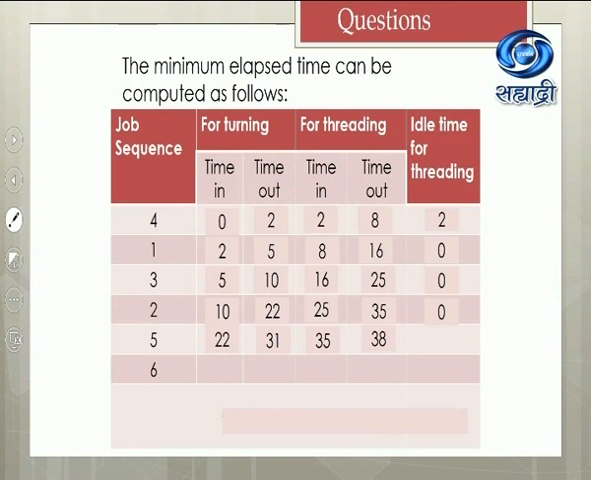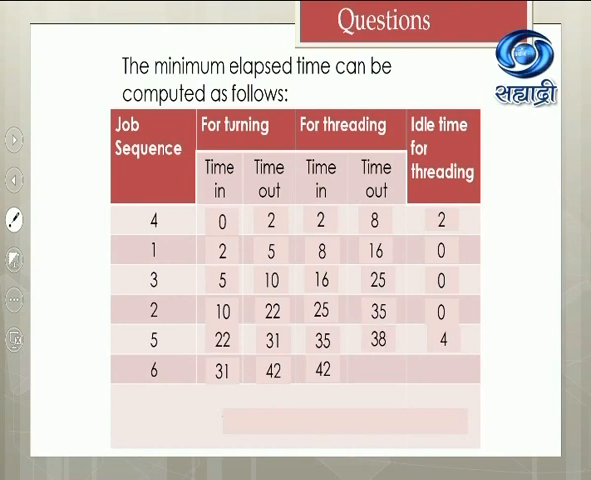Next is 35 plus 3, 38. Again there is no idle time over here. So 0. Next it will be 31. After this is done it will go here. So 31. Then you will get 42. Here again 42. Now see students, here for turning it has taken 42 minutes.